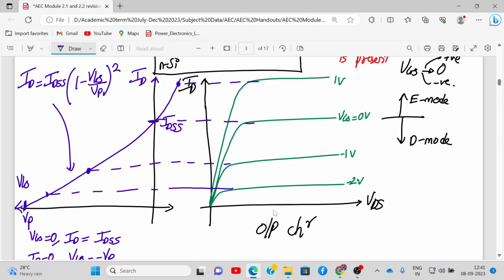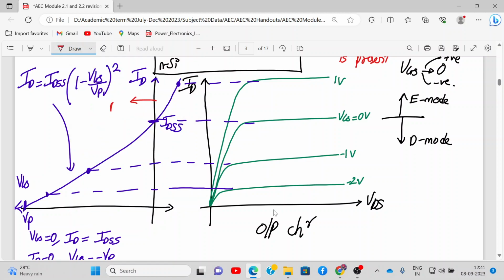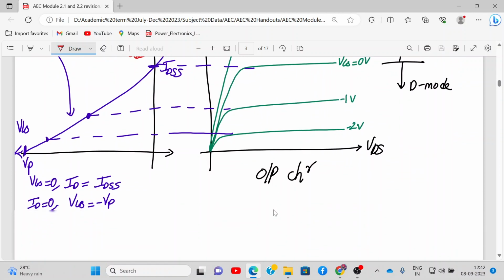Did you all understand? Over here, this is my D mode and this is my E mode. What will be the symbol like? If you want to draw the 3 terminal symbol, you have to show a dark line over here, indicating that the channel is present.